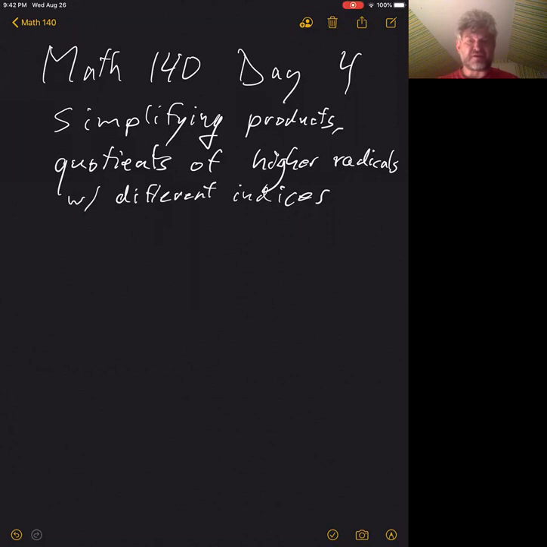So we're starting the next module, module 2 now. And at the beginning, surprise, it's a topic which you may find familiar. It's kind of a leftover from module 1, still about radicals and laws of exponents. So the title is right here, Simplifying Products and Quotients of Higher Radicals with Different Indices. It sounds like a handful, but it's not as bad as it sounds, okay? So let's look at some example.